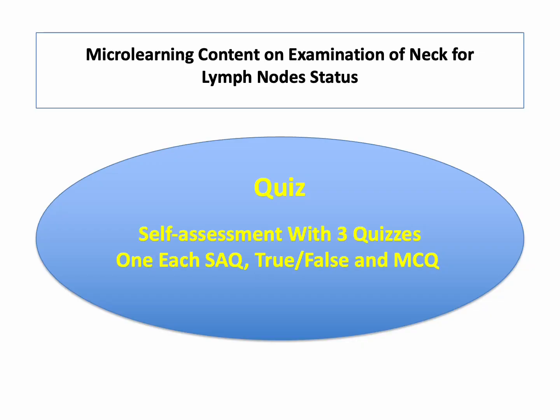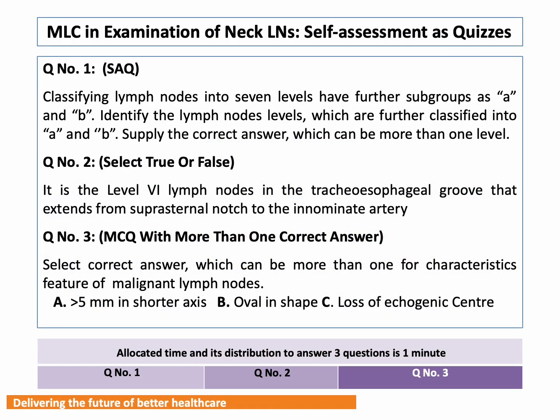Now let's do the self-assessment with 3 quizzes, one each as SAQ, true/false, and MCQ with more than one answer. Question number 1, which is SAQ: classifying lymph nodes into 7 levels, some have further subgroups A and B. Identify the lymph node levels which are further classified into A and B. Supply the correct answer, which can be more than one level.